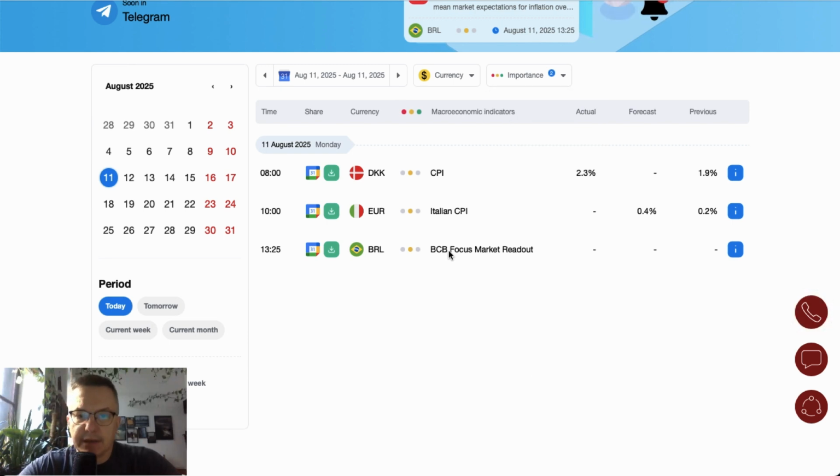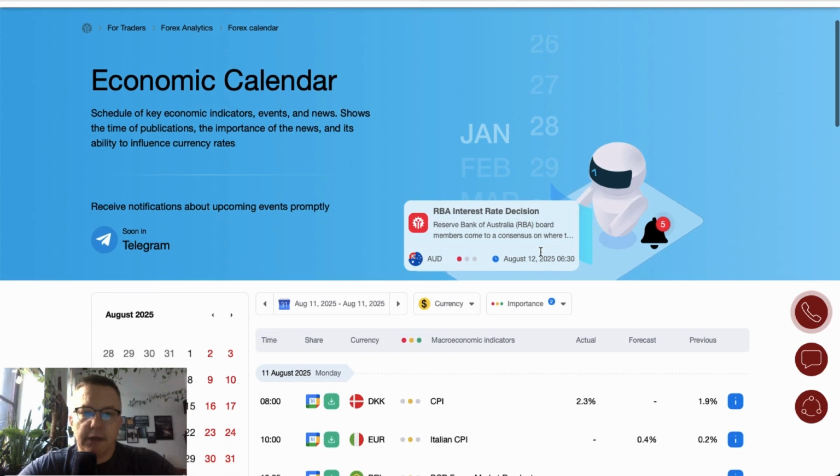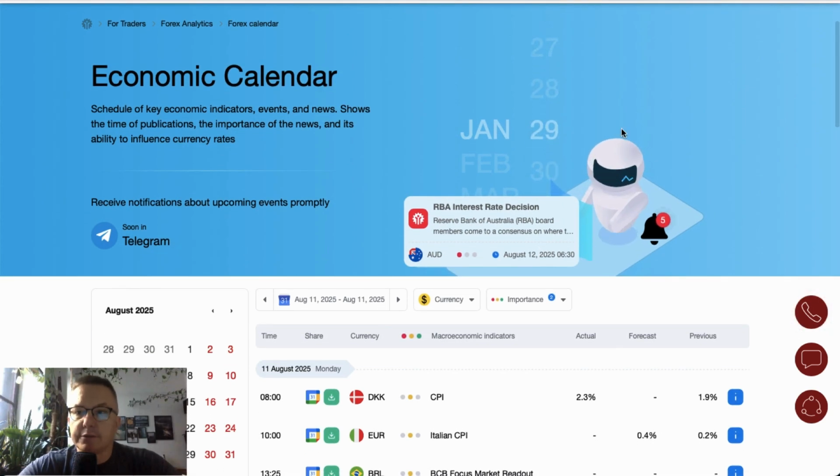As you can see, Italian CPI. Okay, Denmark CPI is scheduled for release at 8 o'clock. Italian CPI is scheduled for release at 10 o'clock. Brazilian market readout is scheduled for release at 1:25. So that's about it. Without any further ado, let's switch to the charts. We'll start with euro dollar.